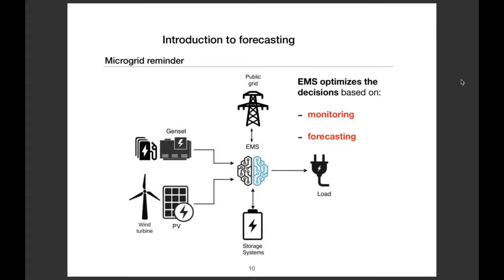This is a microgrid reminder. So the EMS, Energy Management System, optimizes the decision based on what? Based on monitoring that provides some data of the system, observation of the system, and also on forecasting. So for instance, on this microgrid here, you have a genset. You have also a wind turbine or a PV plant. You have also a storage system and a load. And the EMS is trying to optimize the decision of all of these devices based on the monitoring and the forecasting.